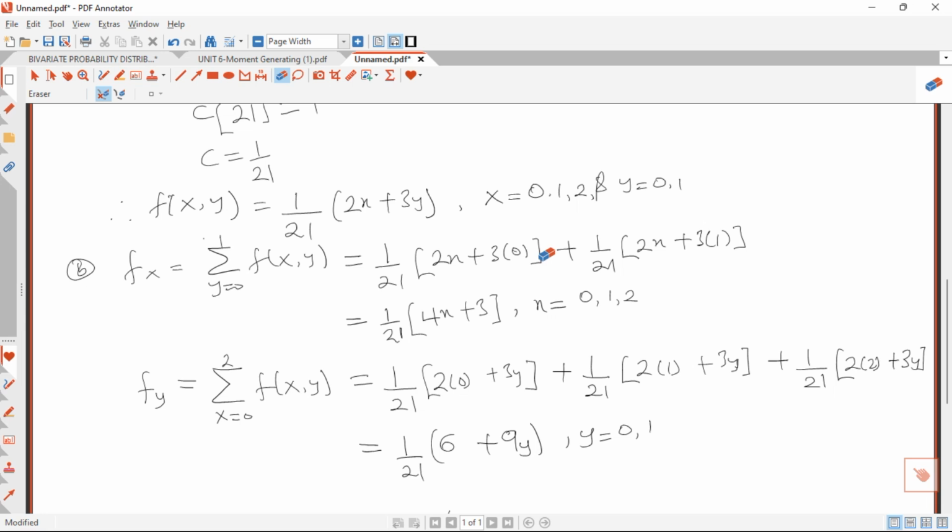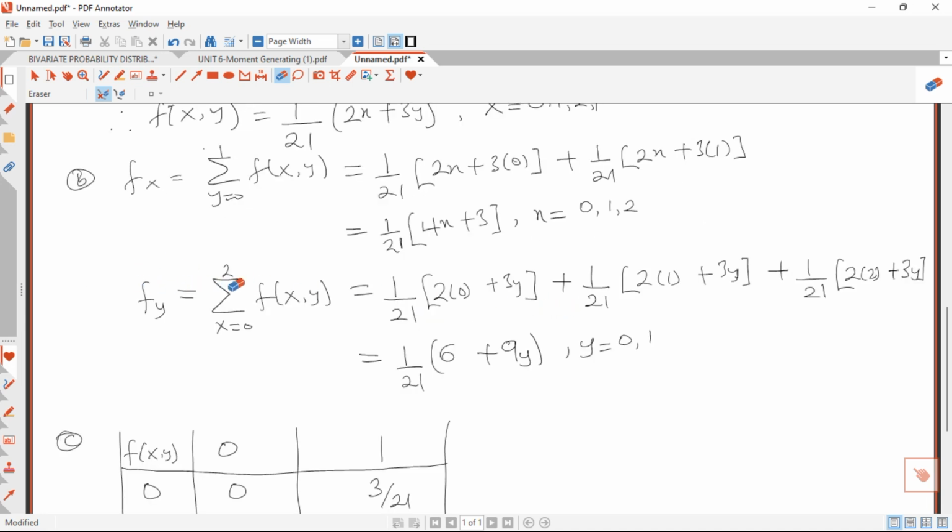And then we do the next one. Anywhere we see y, we substitute 1 there, right? That is why we have 3 times 1 here. Once we add the 2, we are going to get 1/21 (4 plus 4x plus 3). So this is the marginal of what? X, where our x here will be 0, 1, and 2. That's the marginal of X that we are finding here.